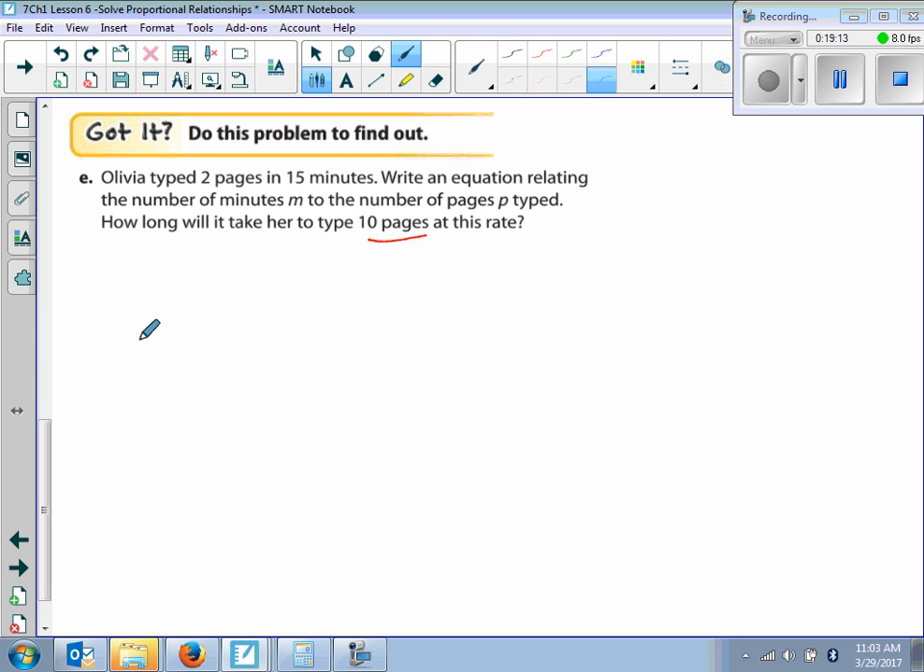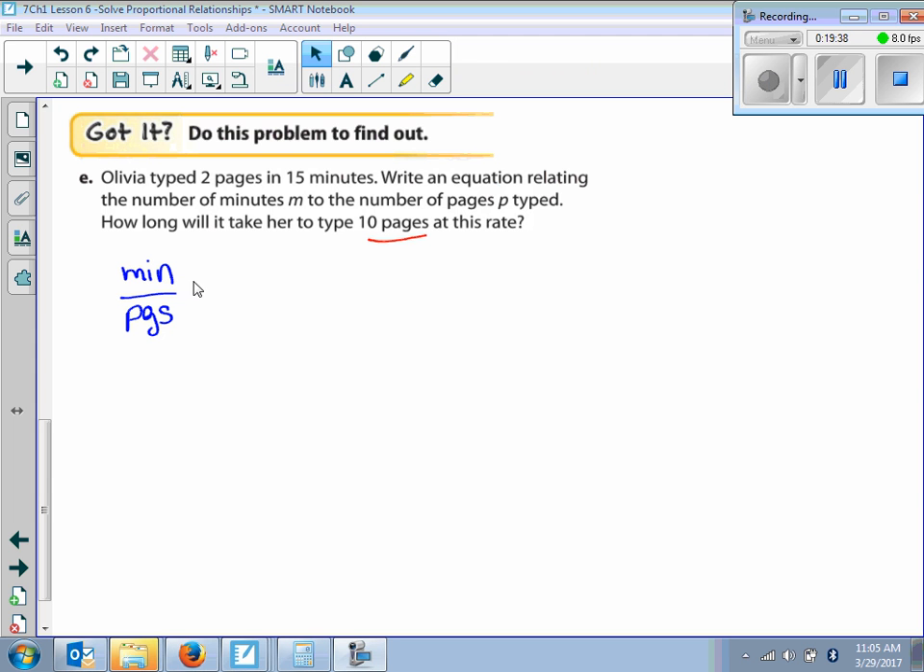So we want to know 10 pages per 1 minute, right? So we're going to write pages per minute. Is that right? Okay. So, you guys, this is incorrect. It's not pages per minute. It's minutes per page, right? So, let's flip that around. So here is the correct one. We're looking at minutes per page, because it says how long will it take her to type 10 pages. So it's minutes per page. Do you see that? All right.